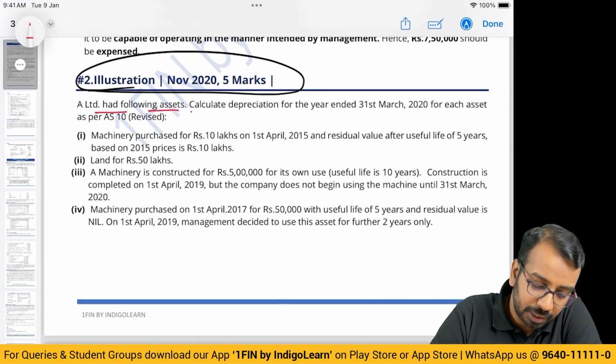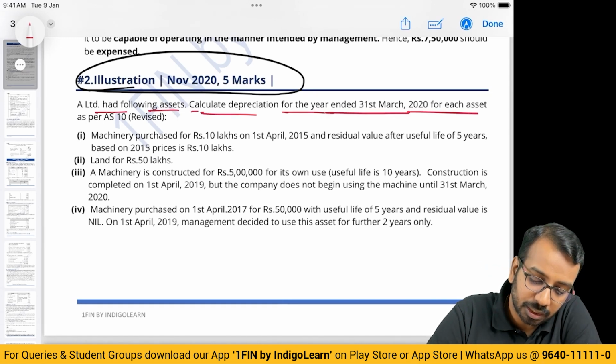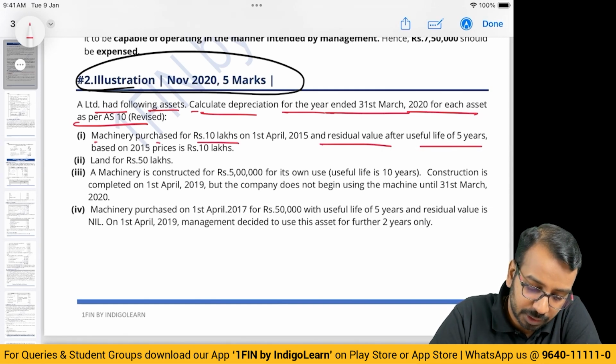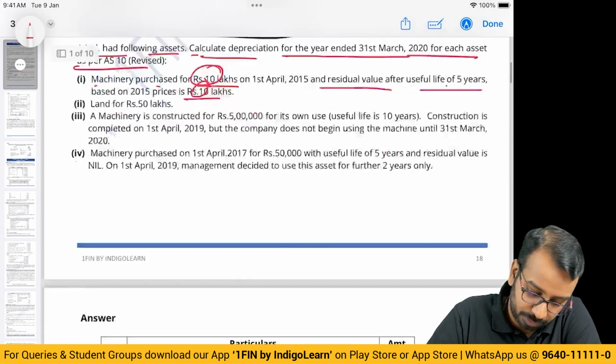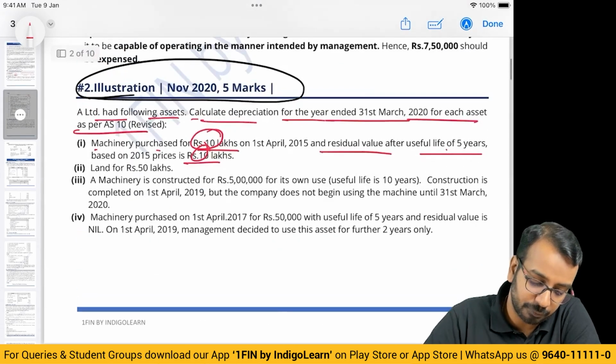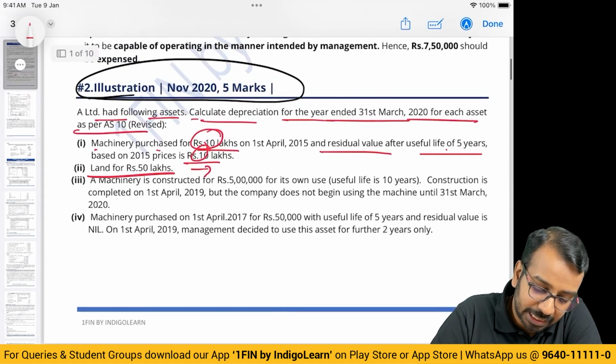A Limited has the following assets. Calculate depreciation for the year ended 31st March for each. Machinery purchased for 10 lakhs. Residual value after useful life of 5 years is 10 lakhs. How much will be the depreciation? 10 lakhs minus 10 lakhs, no depreciation. So, no depreciation. Land for 50 lakhs, land has unlimited useful life, so no depreciation.